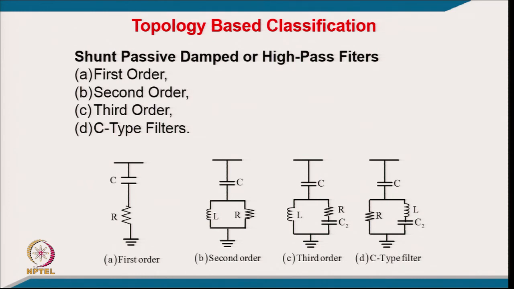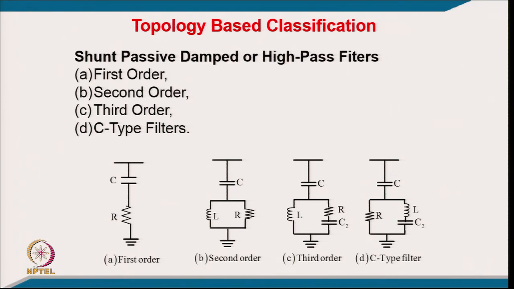This is the second order filter, you can call it a second order band pass filter. It can be tuned for a particular frequency and it takes care of higher order harmonics also. Then third order and C type. In the C type you can see we have minimum losses because you are using only the resistance in parallel, so most of the higher order current might be flowing through this path. So, losses in this case will be certainly reduced, that is the reason we call it a C type filter.